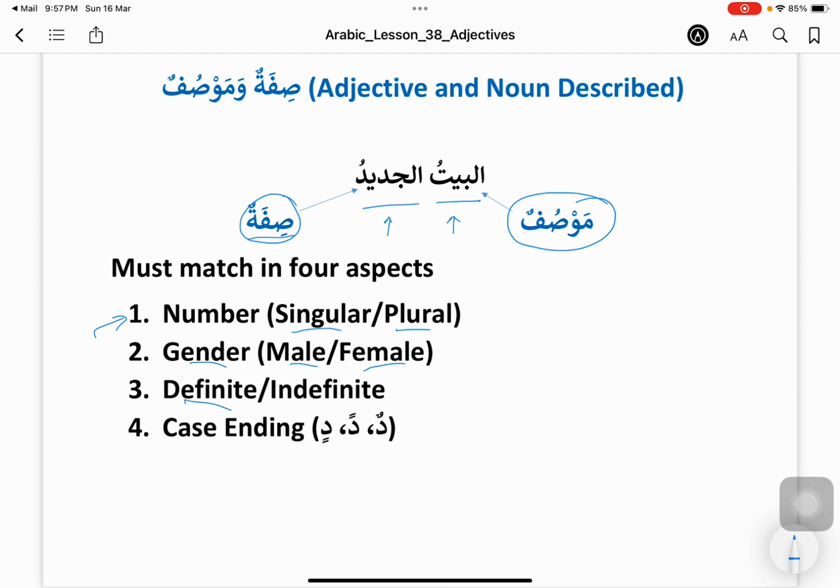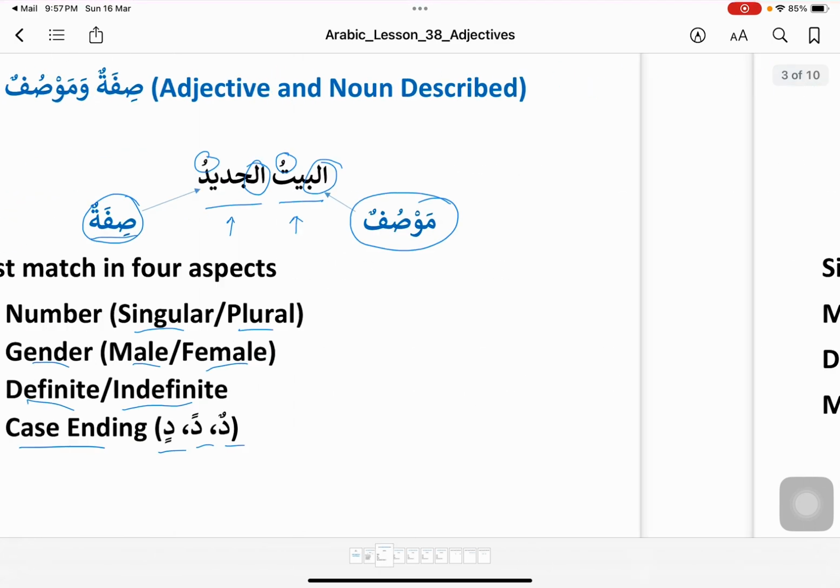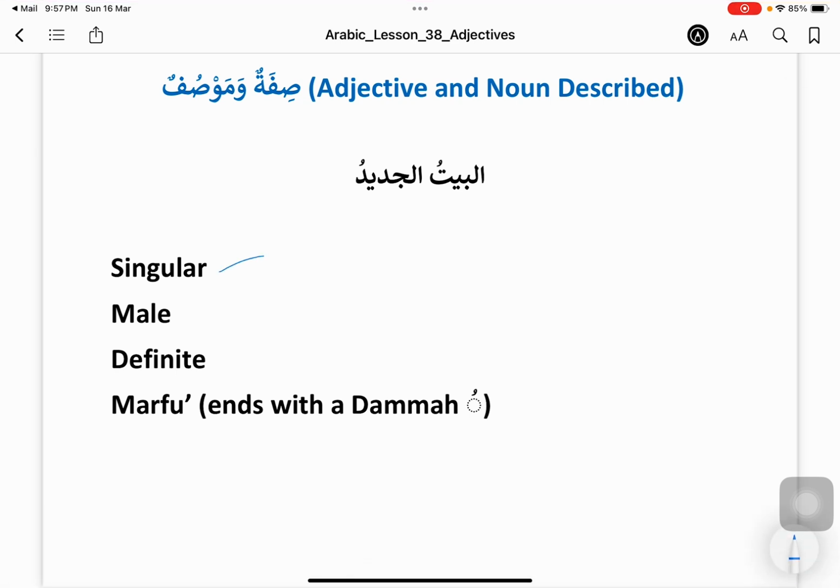If the noun is definite, the adjective must be definite. So if it's got al, we have al. Indefinite, both have to be indefinite. And then the case ending, dun, dan, din. Both of them here end with a dhamma, al-baytu, al-jadidu. So here we have definite, singular, male, and marfu, ending with a dhamma. Here, the same example: singular, male, definite, marfu, ending with a dhamma.